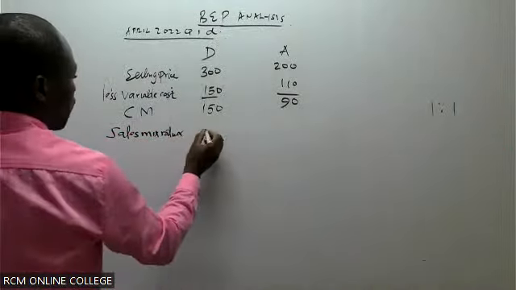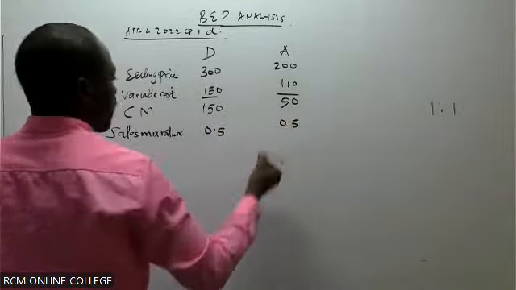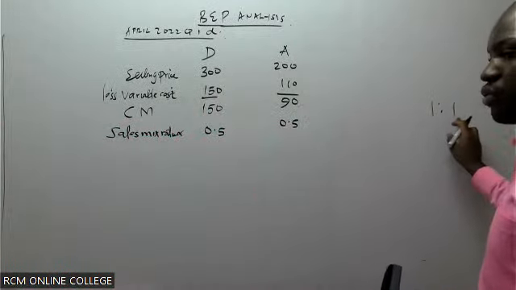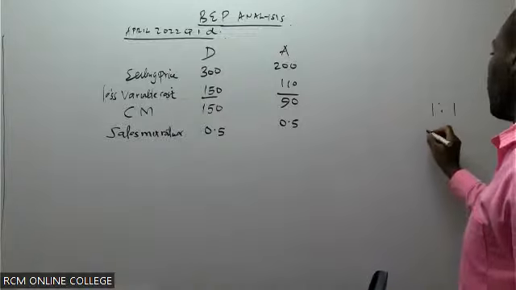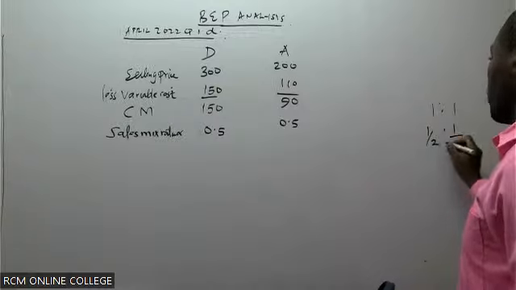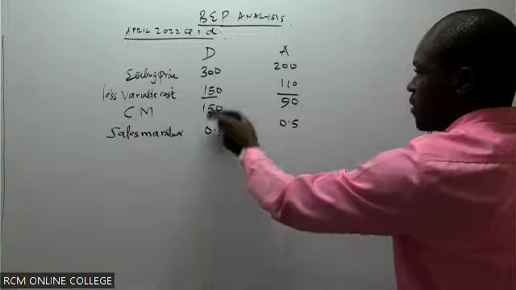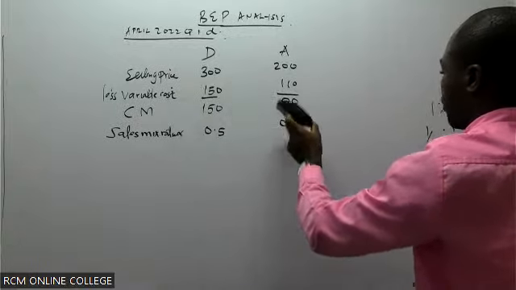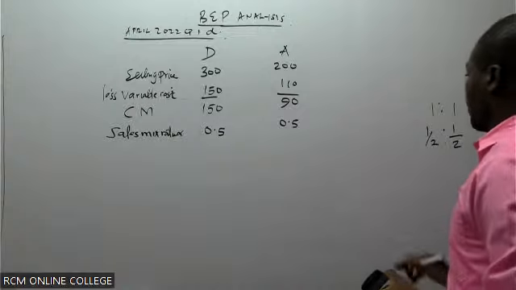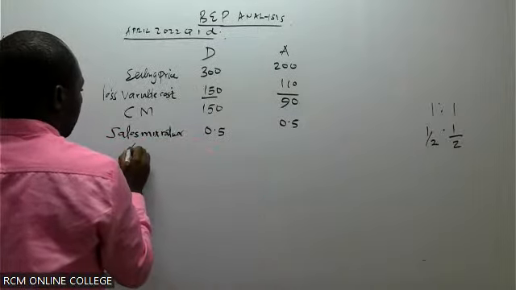So I'm told it is 0.5 for half, and then 0.5. How are you getting 0.5? We have 1 and 1. So add the 2, so we have 1 over the total. This is what we are going to have: D will be having half, which is the same as 0.5, and A will be having half, which is the same as 0.5.